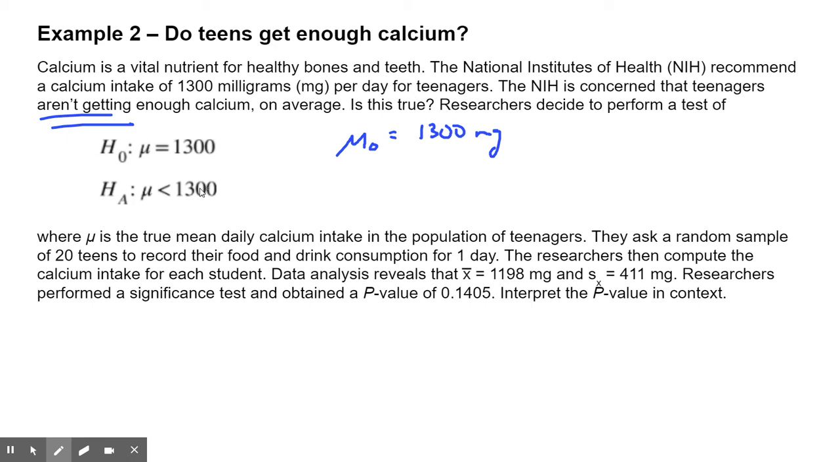Okay. So they're going to do this test where mu is the true mean daily calcium intake in the population of teens. So there's your definition of your parameter. They ask a random sample of 20 teens to record their food and drink consumption for one day. The researchers then compute the calcium intake for each student. Data analysis reveals that x bar is this. So you can see that the sample mean is actually less than 1,300 with a standard deviation of this. Researchers perform a significance test, which we'll do in the next couple sections, and obtain a p-value of 0.1405. Interpret that p-value.